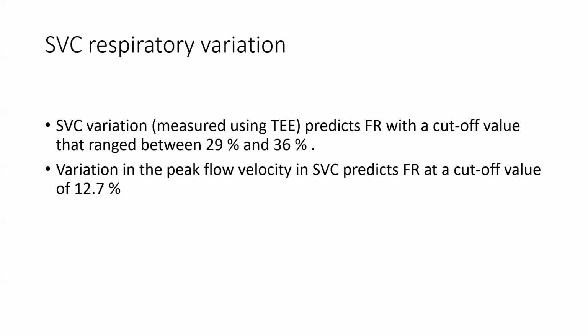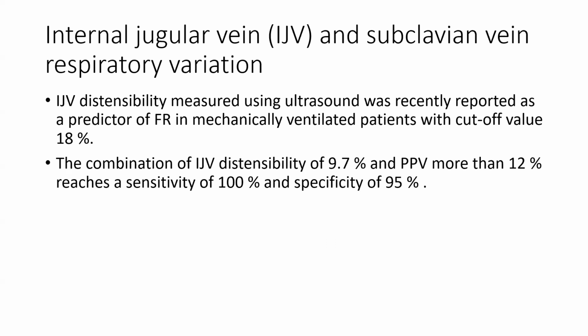Now, SVC respiratory variation. SVC variation predicts fluid responsiveness with cutoff values that range from 29% to 36%. Variation in the peak flow velocity in the SVC predicts fluid responsiveness at a cutoff value of 12.7%.